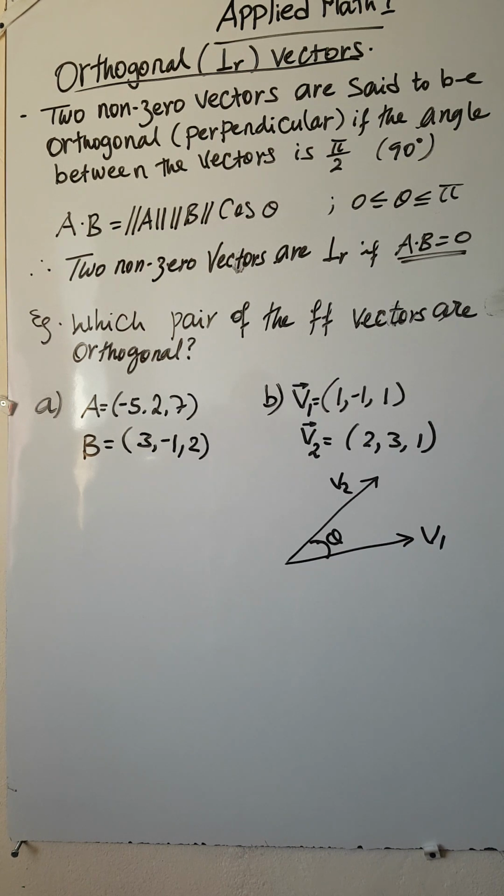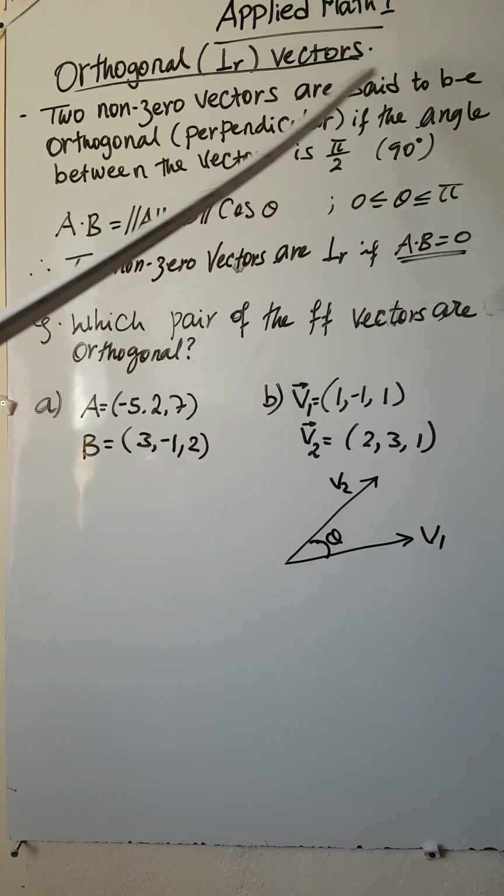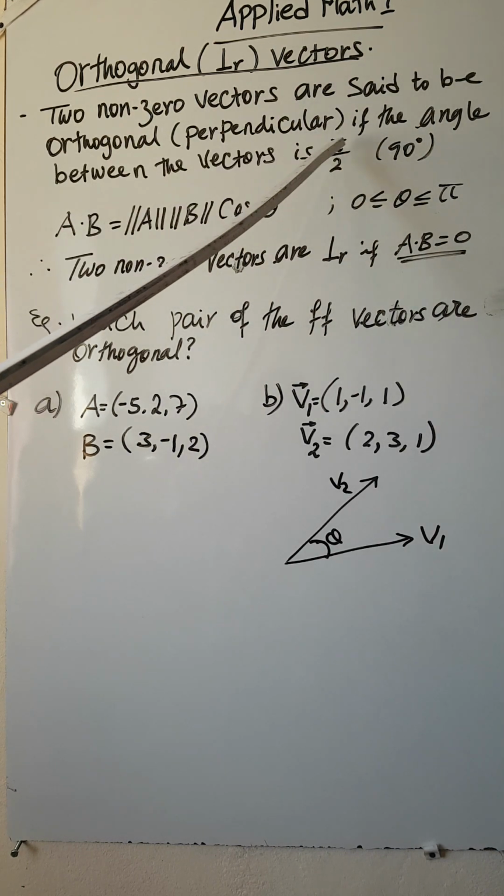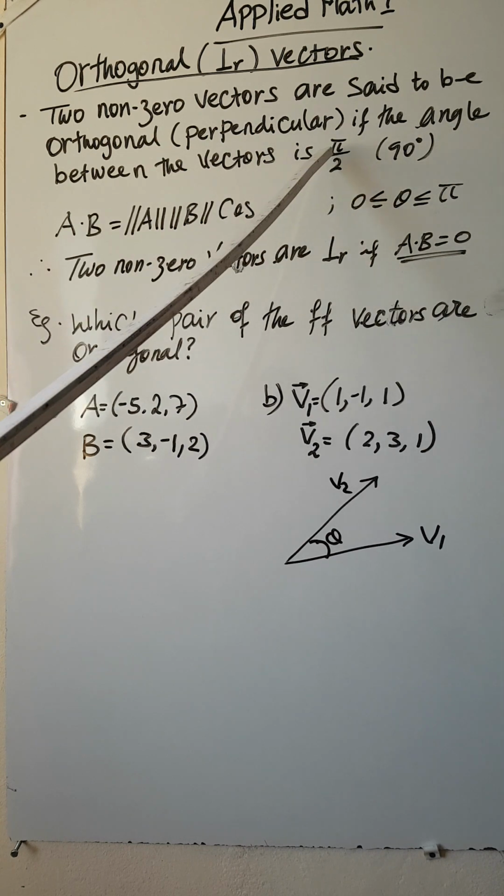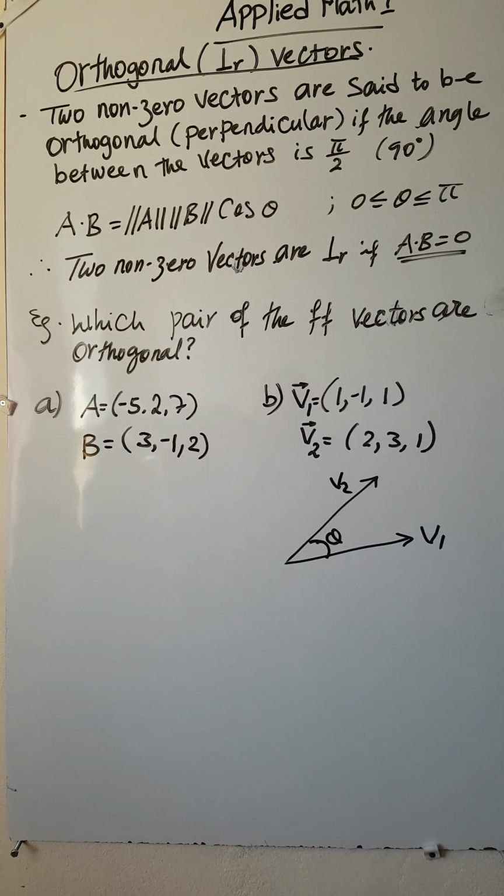So if this angle, okay, the angle between two non-zero vectors, okay, ዘጠና ከሆነ the vectors are said to be perpendicular or orthogonal to each other. Two non-zero vectors are said to be orthogonal or perpendicular if the angle between the vectors is pi over 2 or 90 degree. Okay, 90 degree ከሆነ they are said to be orthogonal.